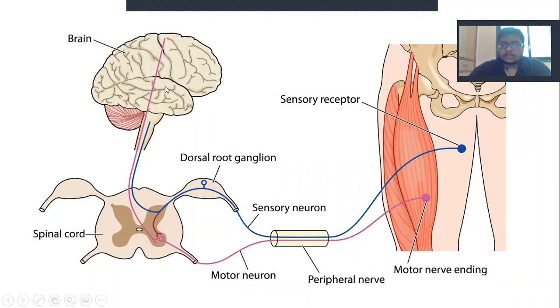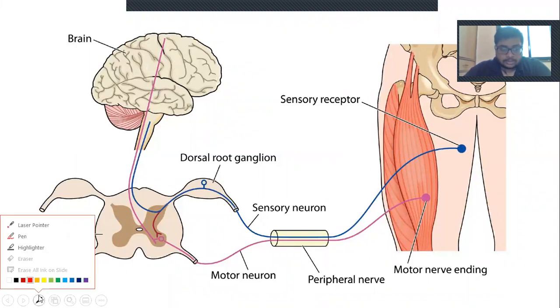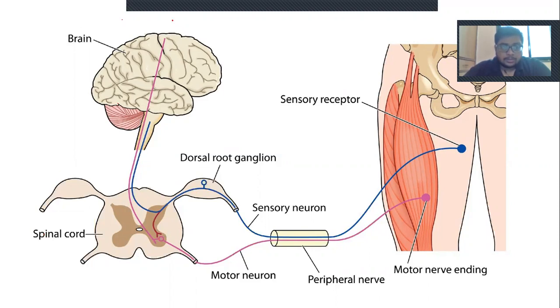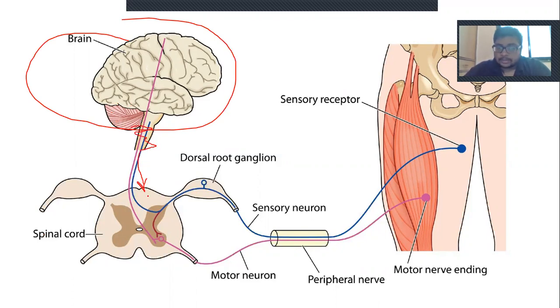So these are your sensory receptors. I'll start from basics. So this is a brain. Your brain is connected to your spinal cord. Just a second, I'll open a highlighter pen. Okay, so this is your brain over here. This brain is connected to your spinal cord. This is your spinal cord. It is present in the vertebral column behind your back, and there are some other features like the dorsal root ganglion and other things.